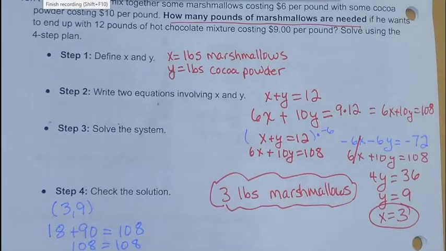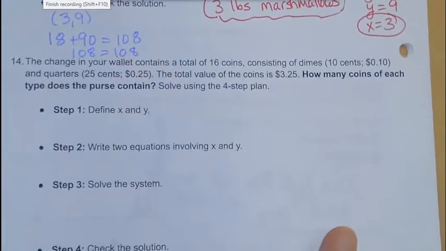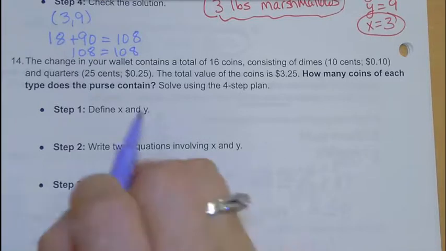But we also need to solve number 14. This is our last problem on the study guide. So for number 14, we have change in our wallet, and so we're going to try to figure out how many of each type of coin we have. So the first thing we're going to do is define X and Y after we read our problem.